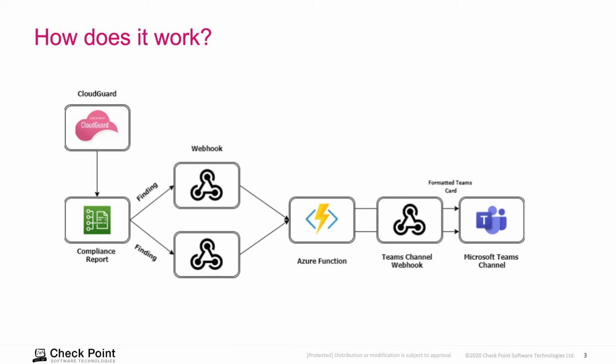notification policy to the Azure Function webhook. From there, it will normalize the event into a card and then send the event into the Microsoft Teams channel for you to consume. There is no delay in this process, so you get the notification in real time. Next, I'm going to show you how to configure this.